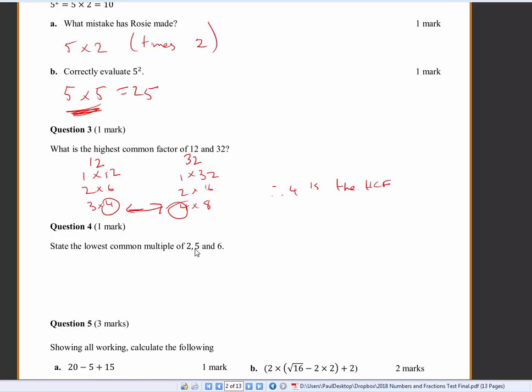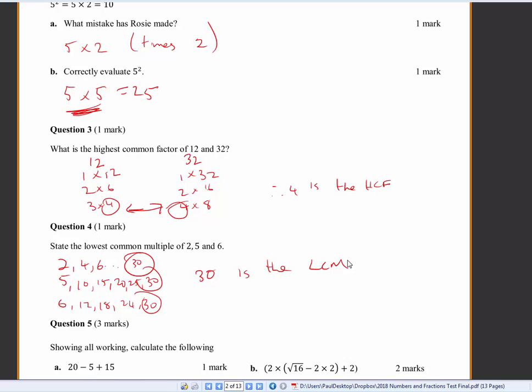Alright, state the lowest common multiple of 2, 5 and 6. Probably the best way to do it is to write down 2, 5 and 6 and start going through the multiples. 5, 10, 15. Now we can see maybe with 5 and 6 that the lowest common multiple is actually going to be 30. 30 will also be a common multiple of 2, so we've probably got a winner there. So 20, 25, 30. 12, 18, 24, 30, and so on up to 30. So 30 is the LCM.